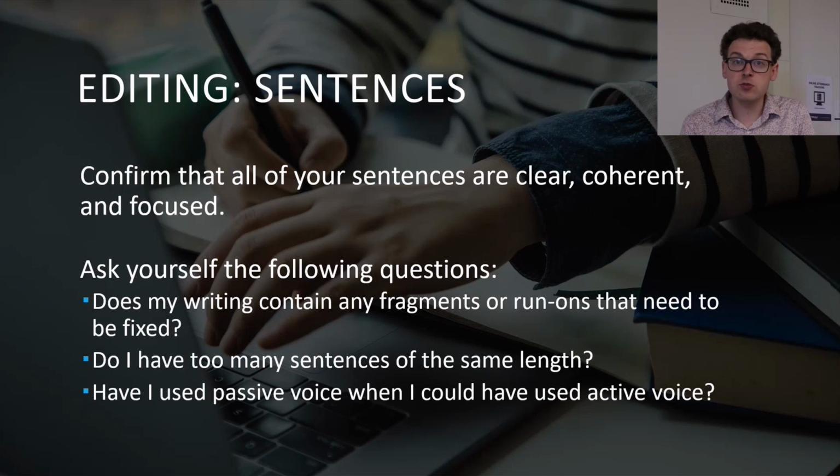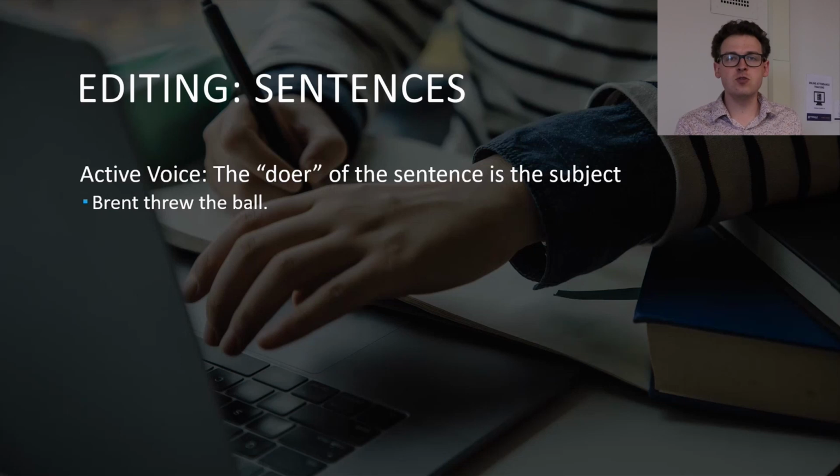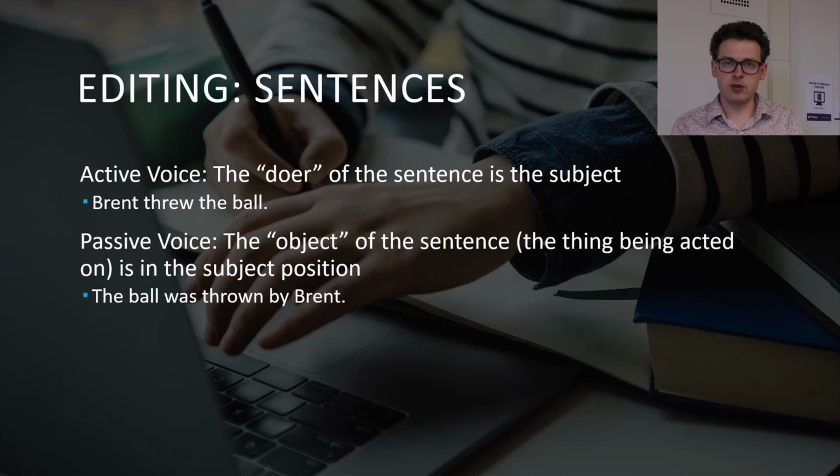Have I used passive voice when active voice will do? The difference between them: active voice is where the doer of the sentence, or the subject, is what is emphasized. Brent threw the ball. I am the thrower, I'm the one who did it, so Brent, the subject of the sentence, the true subject, the doer, is in the subject position. But sometimes we do passive voice. We actually flip it so that the thing being acted on is in the subject position. The ball was thrown by Brent.